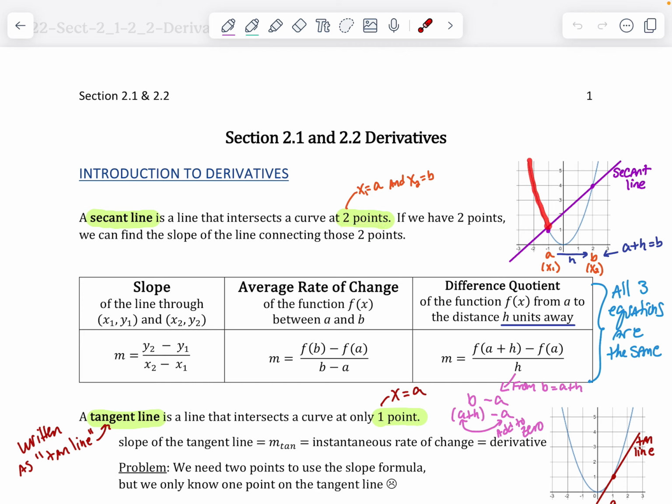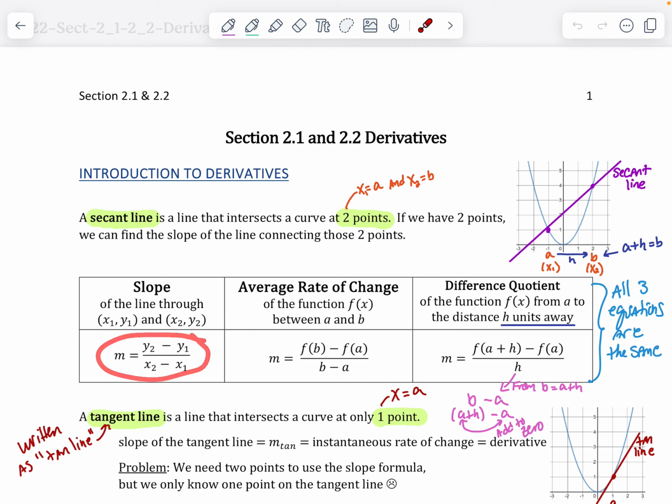So we're looking at this parabola-shaped curve, and here is my purple secant line intersecting my curve at points x1 and x2, which we'll also refer to as A and B. So if we have 2 points, then we can talk about the line that creates these 2 points and specifically the slope of that line.